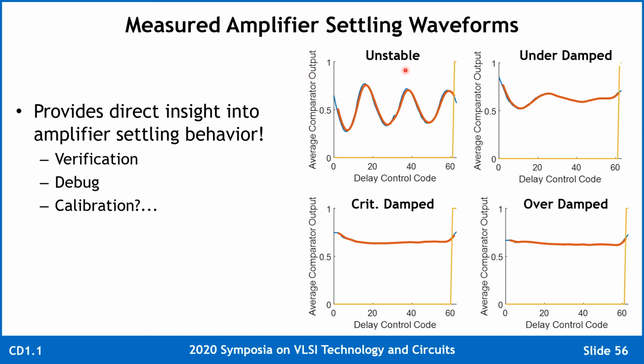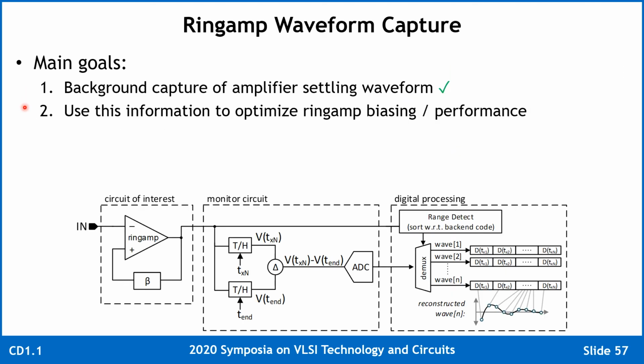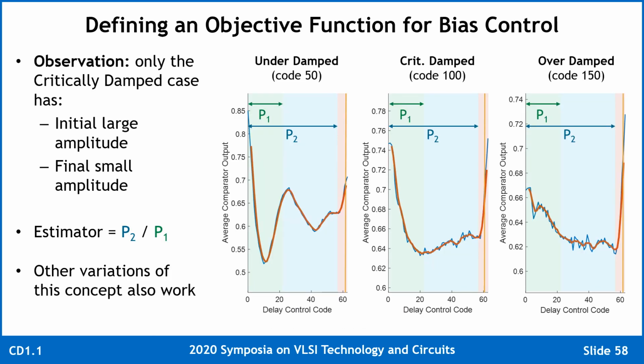We can clearly see that when we go into unstable, underdamped, critically damped, or overdamped biasing cases of the Ringamp, the waveform monitor correctly captures and provides insight into that operation inside the chip. With this first goal accomplished, now let's look at how we can use this information to optimize Ringamp biasing and performance. This waveform capture data is rich enough that a number of possible objective functions could be defined from it. I'll show one possibility here.